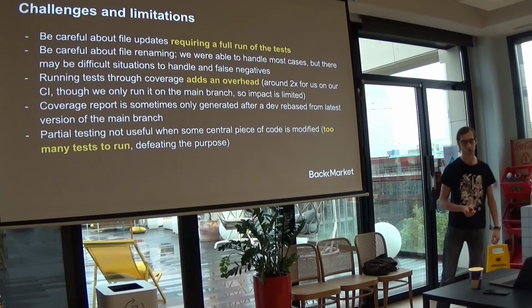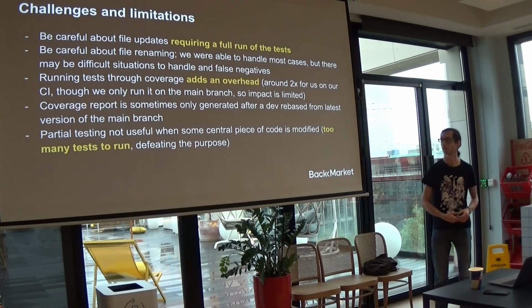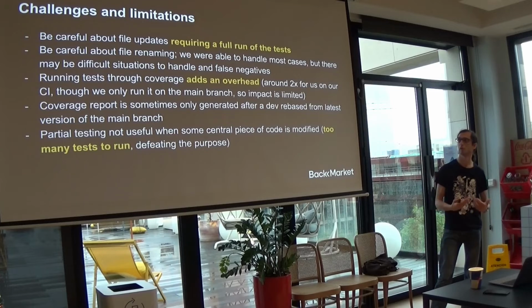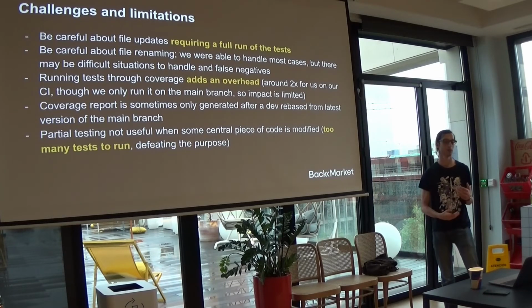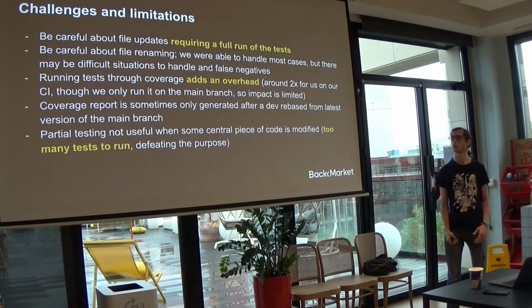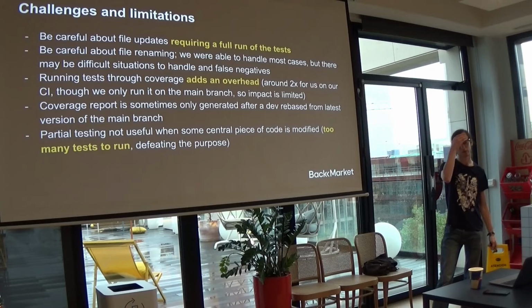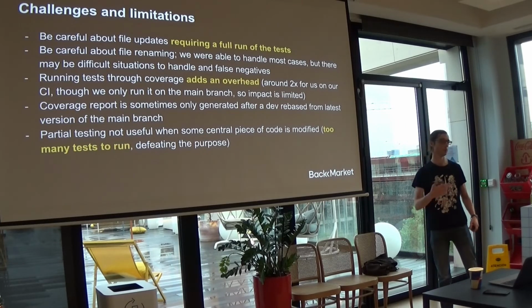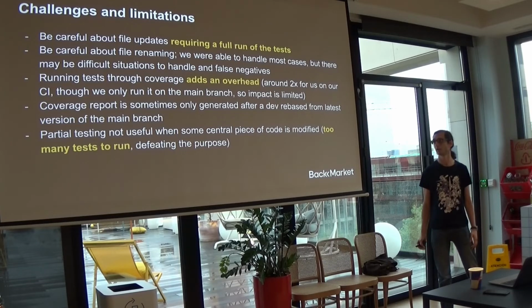And the coverage report is sometimes only generated after the dev started rebasing their branch from the latest commit. In that case, it's also a trade-off we could make. Maybe we can just still use the latest coverage report that is available, with the risk of having some data that is inconsistent. Otherwise, there's no real solution for this, and we didn't really find one right now. And partial testing is not always useful when some central piece of the code is modified. If you have a lot of tests to run because the file is heavily used, then it kind of defeats the purpose of using partial testing in the first place.